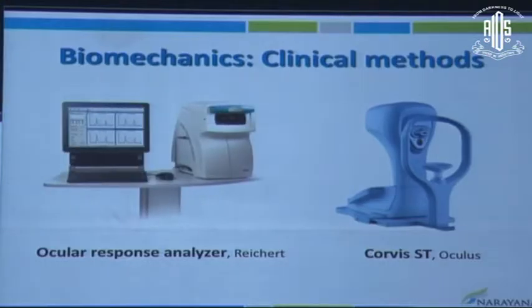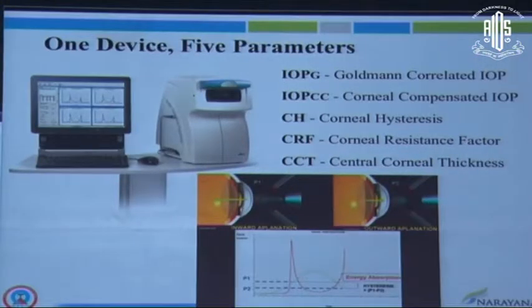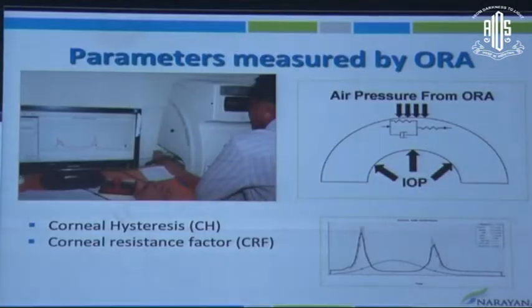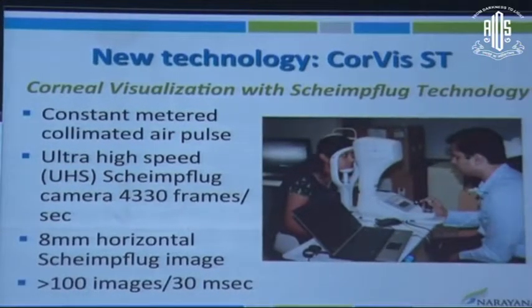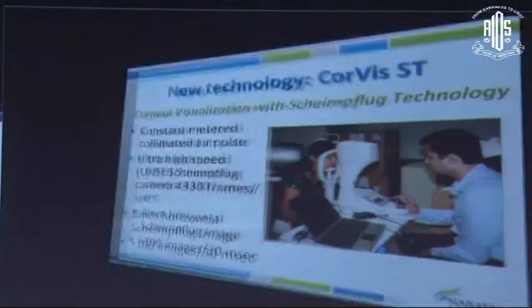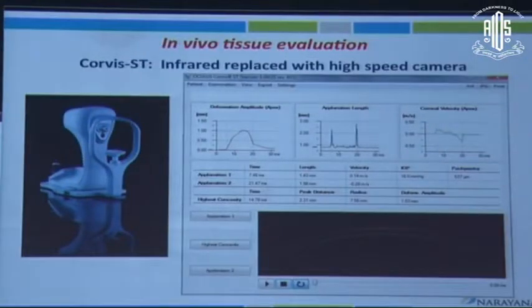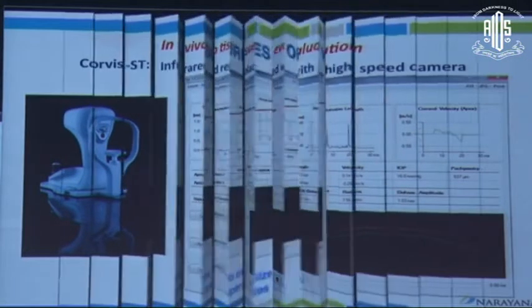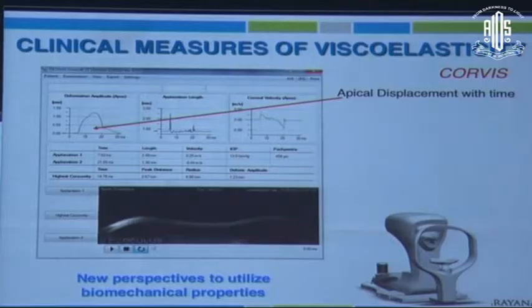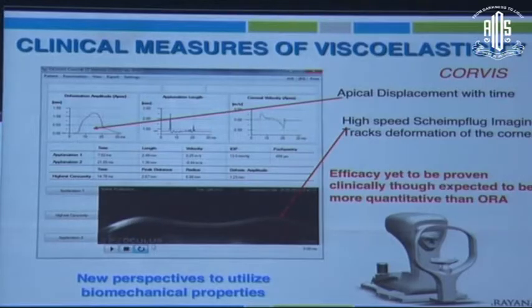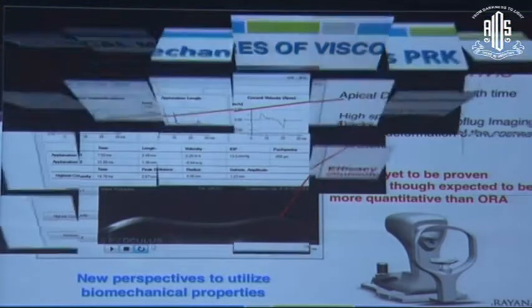Clinically, we have instruments like the Ocular Response Analyzer and the Corvis ST from Oculus. The Corvis is clinically much better than ORA, which gives you something called deformation amplitude. The more deformed the cornea, the weaker the cornea is. But how reliable and repeatable these are is very difficult to say.